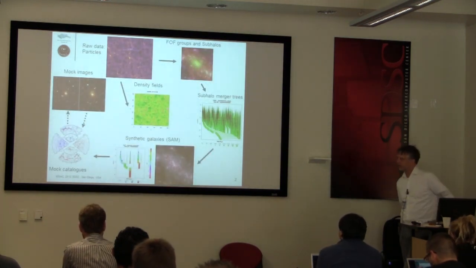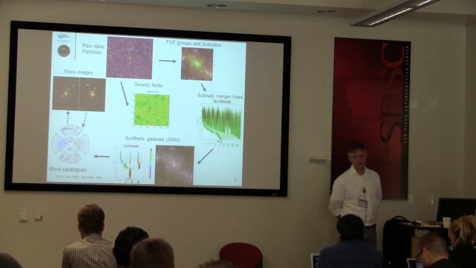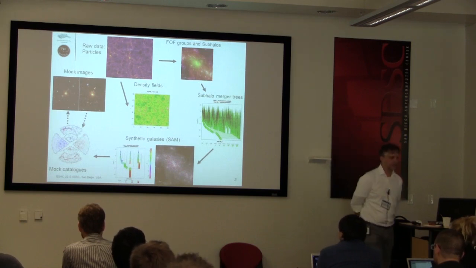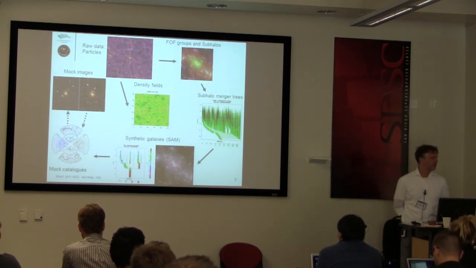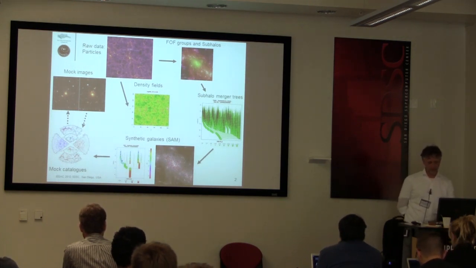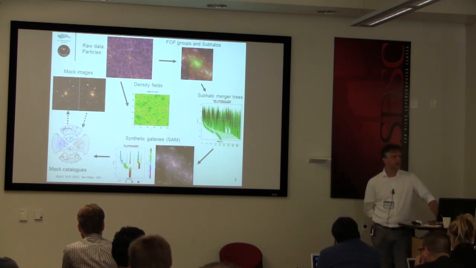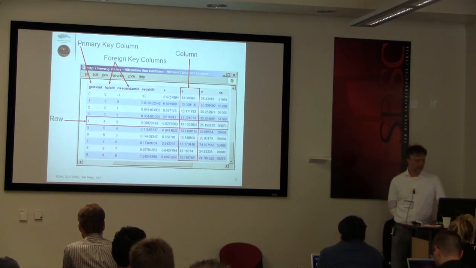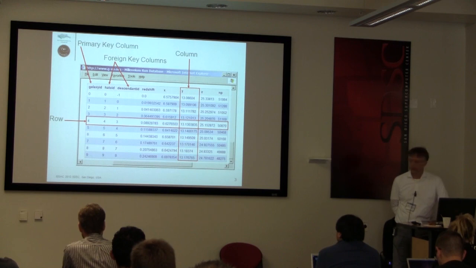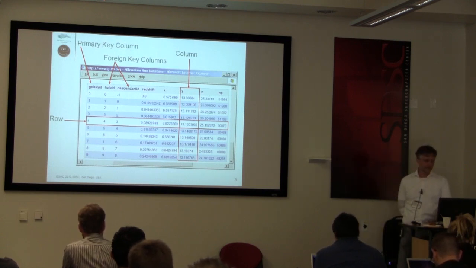Just as a reminder, what we're talking about is this type of data that we want to publish. Now, it's about simulation data, particles, friends of friends groups, galaxies, all kinds of things that are all very much interrelated. Because of that reason, we put this in a database, because databases are good at storing relations and allowing you to query them. So last session was mainly about what a database is, what it looks like, how you query it. So we have tables with columns and rows.